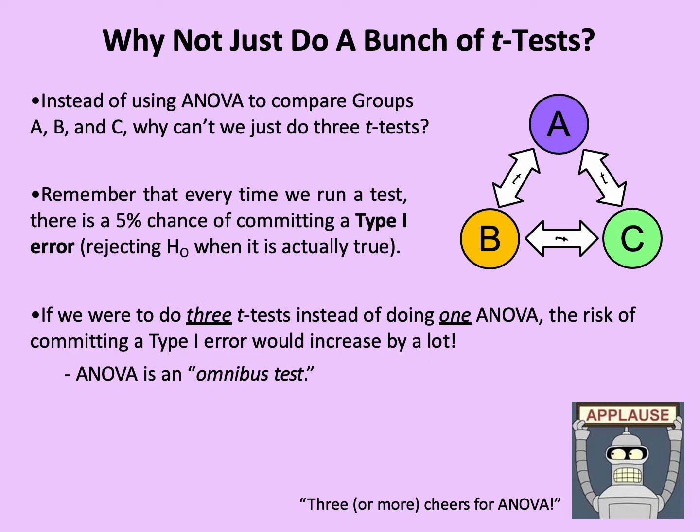So instead we do an ANOVA. What the ANOVA allows us to do, as what is called an omnibus test, is compare several different levels of the independent variable at the same time without accruing that additional risk of making a type 1 error.